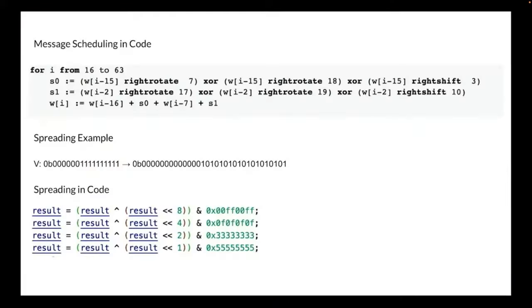Let's take message scheduling for a brief insight. This phase expands each chunk to 2048 bits. A new 32-bit value W is computed by this piece of code. For these two sigma functions, S0 and S1, we rely on a bitwise operation that spreads each value to double its original size by adding 0 before each bit. On top, I give a simple example of it, and this can also be done by this piece of code here. Now it looks like we're complicating everything, but a lookup table solves it easily.